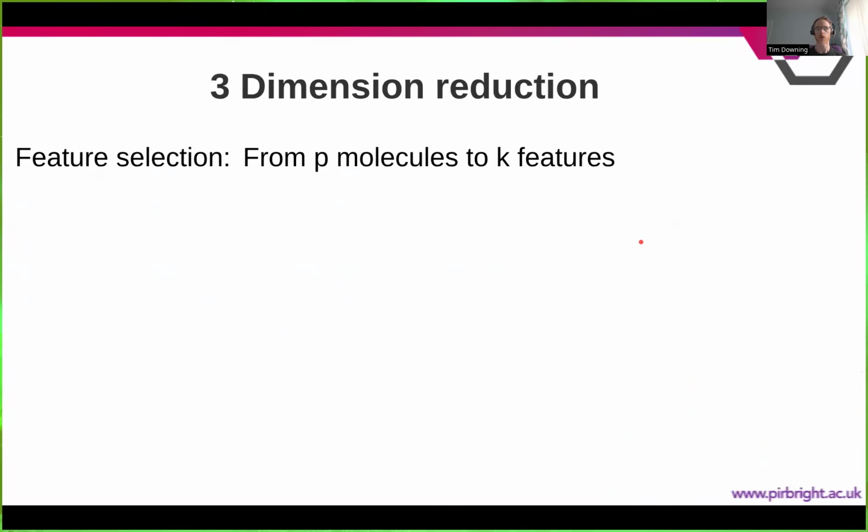So let's first talk about what feature selection is. That is the process by which we go from our initial set of P molecules down to K molecules, where K is much less than P. Here we're talking about molecules, but we could be talking about anything that is of particular interest. I'm trying to reduce that number of dimensions P down to K dimensions.